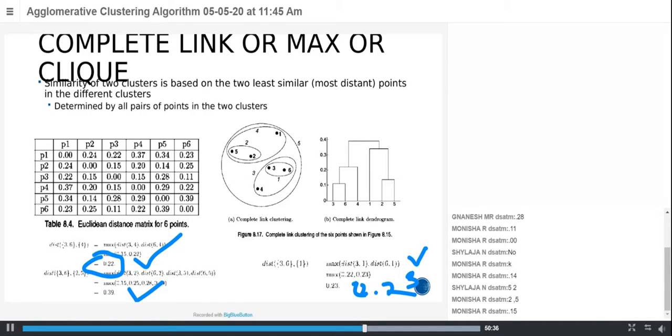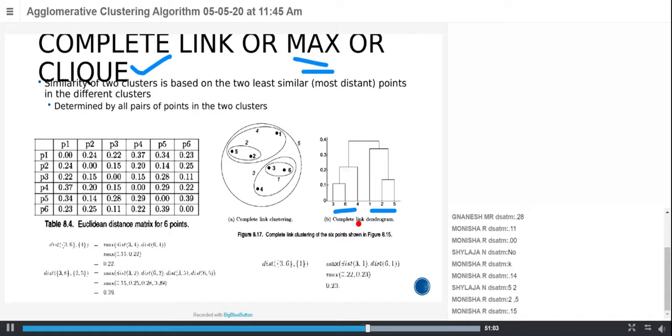If you apply the maximum technique, or complete link technique, the first cluster formed will be between 3 and 6. The second cluster is formed between 2 and 5. The third cluster is between 3, 6 and 4. The fourth cluster is 2, 5 and 1. And the fifth cluster is between this group and this group. So finally we have everything in a single group. So this is what happens with respect to the maximum technique.